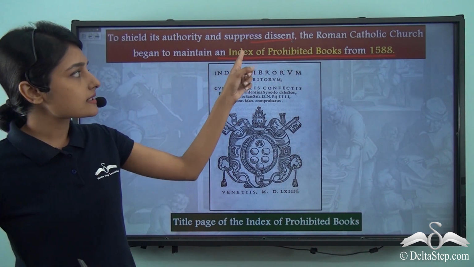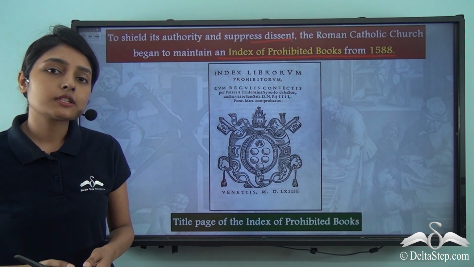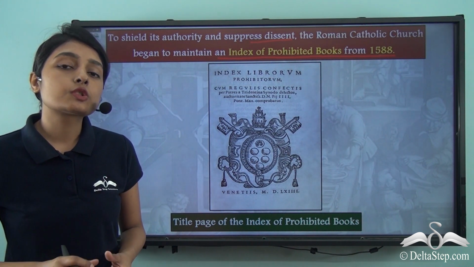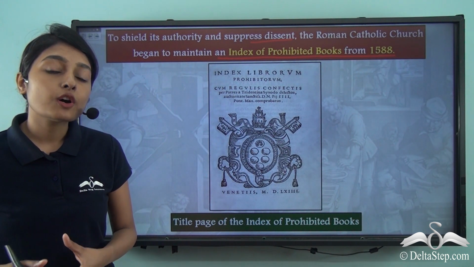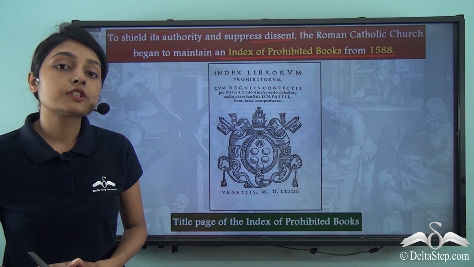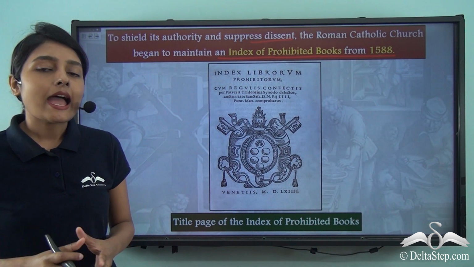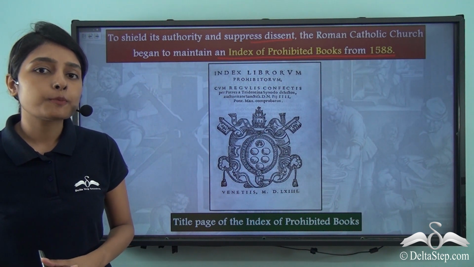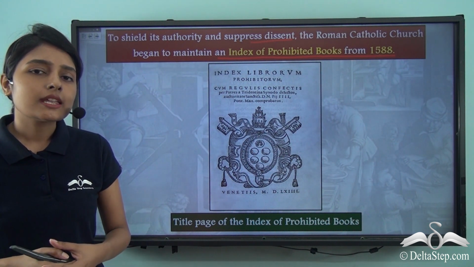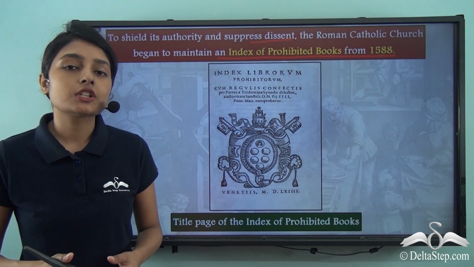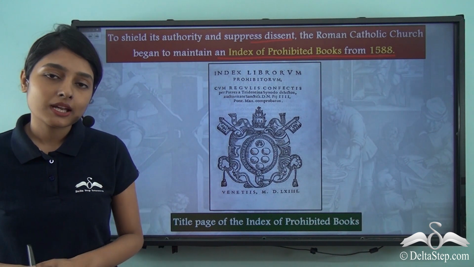So what was this index of prohibited books? In this index of prohibited books, all those books which were not in line with the religious ideas, all those books which had ideas which were non-conformist in nature were listed, and the masses were not supposed to access or read these books. So in this way, the Roman Catholic Church was responding to this fear of the spread of print.